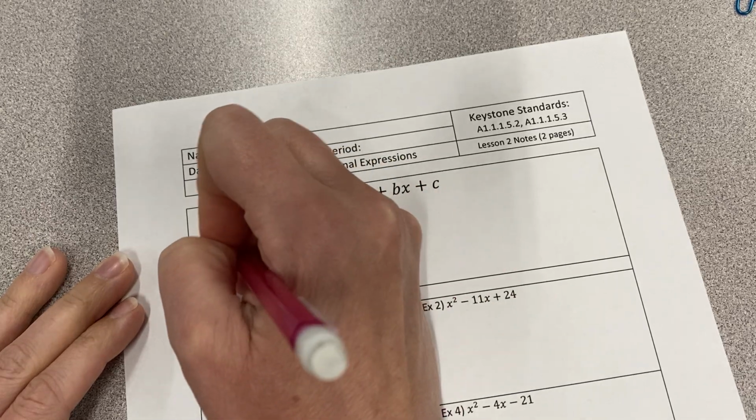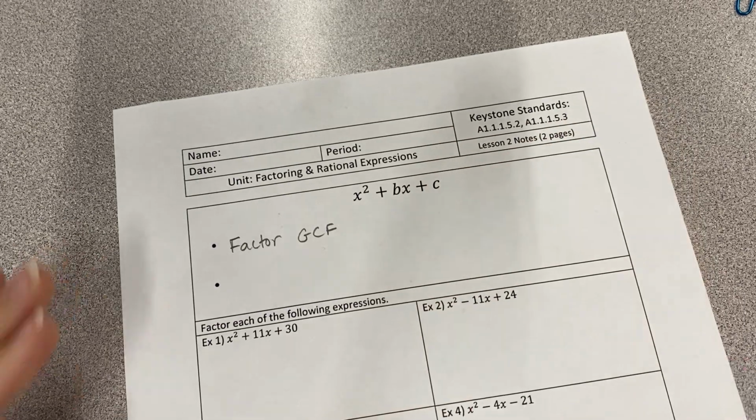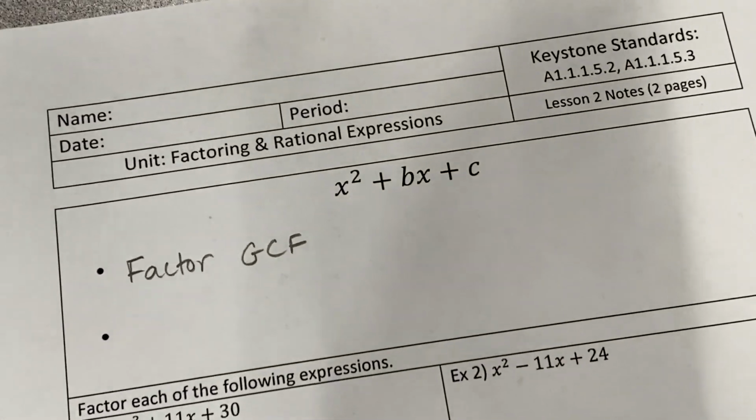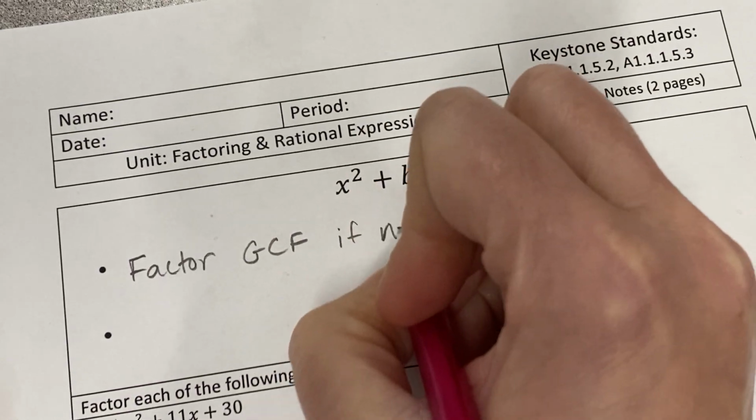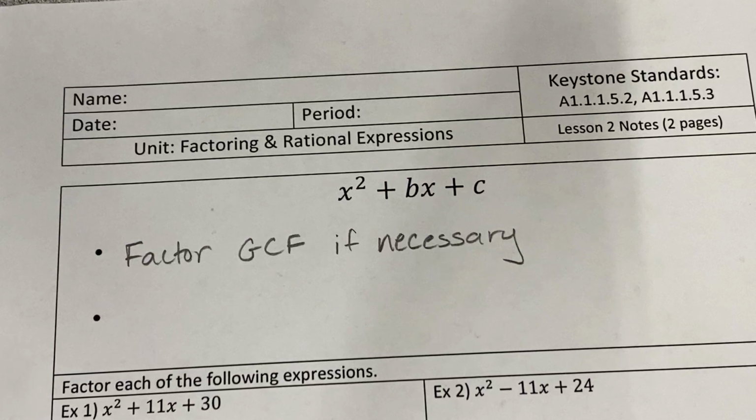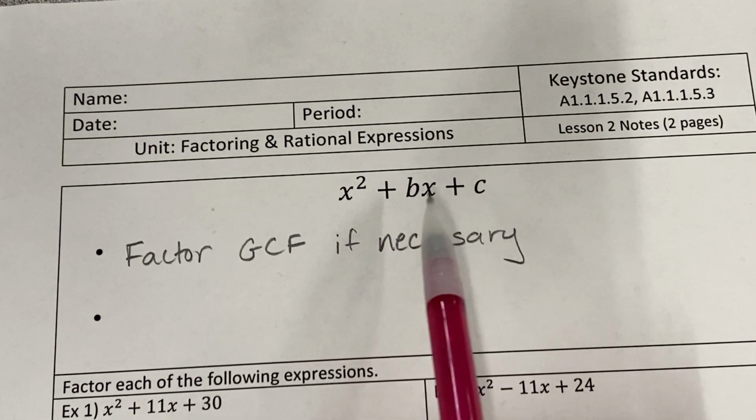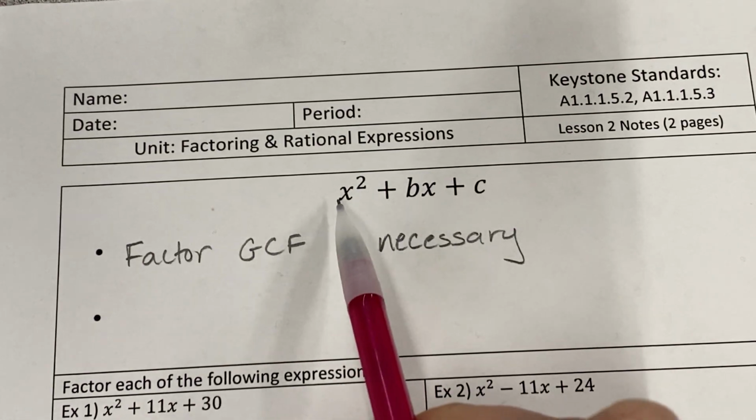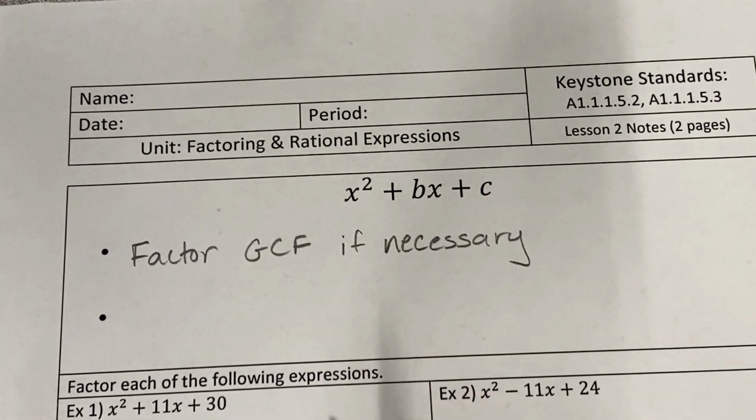So we want to factor GCF, which is what we learned in the last lesson, if necessary. Okay, sometimes there isn't a GCF. Then, to factor, this is a trinomial because there are three terms where the lead coefficient is 1. So it's very specific to this type.